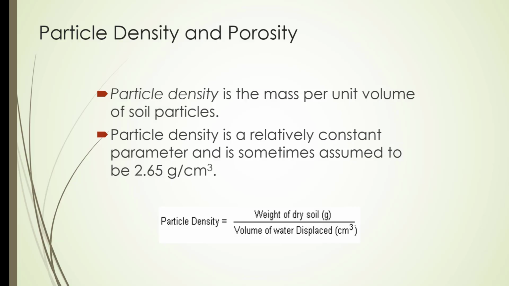Particle density is the mass per unit volume of soil particles. So particle density is a relatively constant parameter and is sometimes assumed to be 2.65 grams per centimeter cubed. So particle density equals the weight of the dry soil divided by the volume of the water displaced. We'll be doing this in lab.